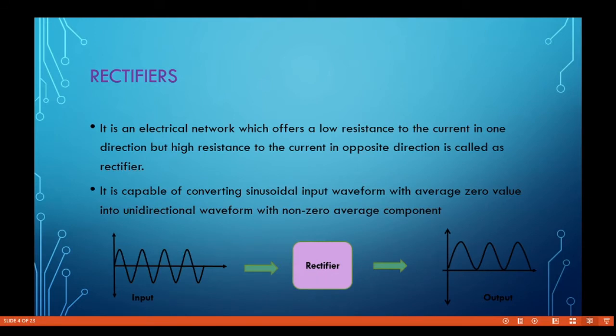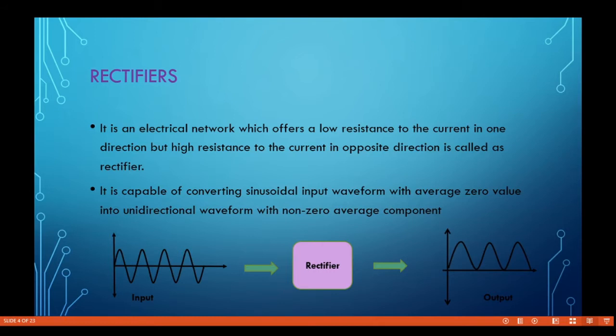So that was the function of the transformer. Now after the transformer we have used a rectifier. Now a rectifier is an electrical network which offers a low resistance to the current in one direction but high resistance to the current in the opposite direction.